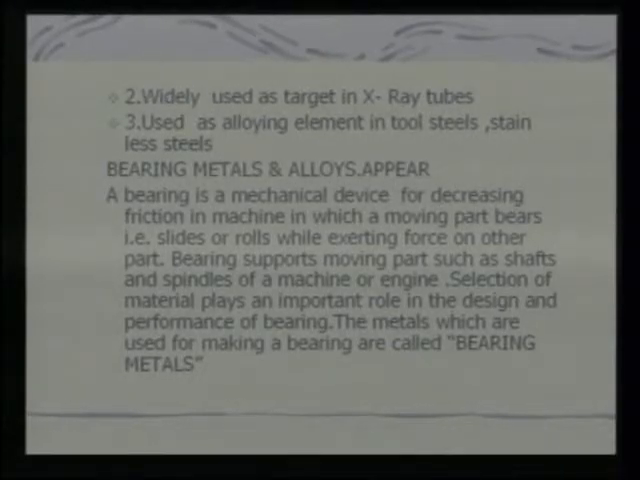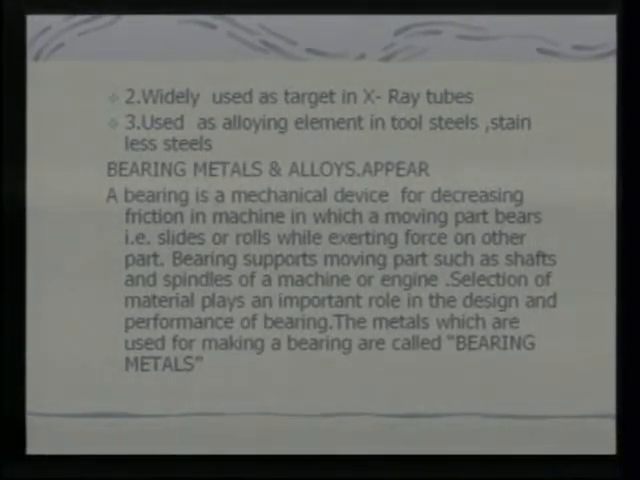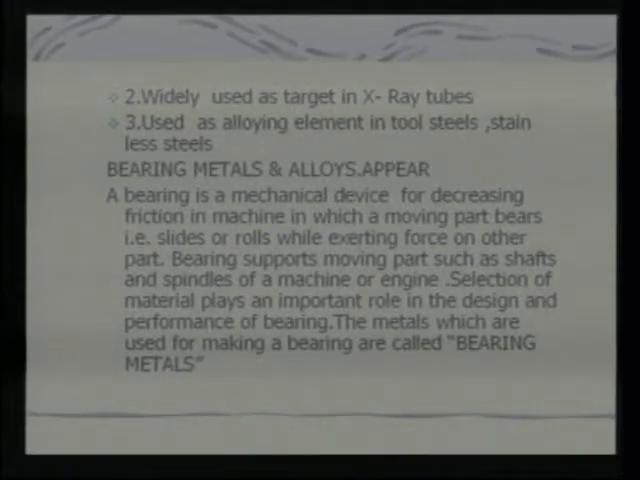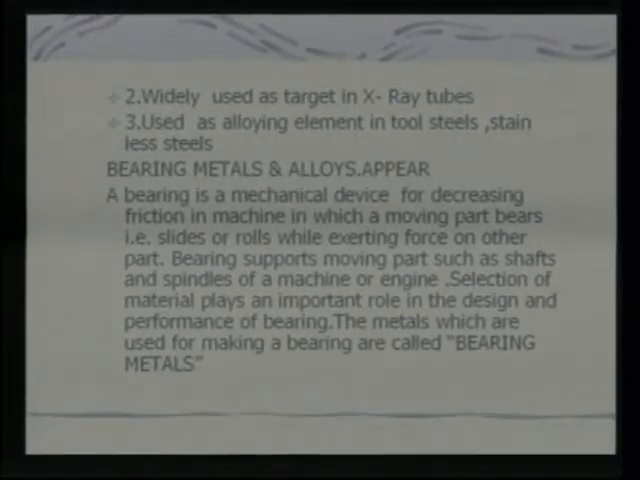Now we go for bearing metals, alloys. A bearing is a mechanical device for decreasing friction in motion in which a moving part bears, that is, slides or rolls while exerting force on the other part. Bearing supports moving parts such as shafts and spindles of machine or engine. Selection of material plays an important role in the design and performance of the bearing. The metals which are used for making a bearing are called bearing metals, also called babbitts.